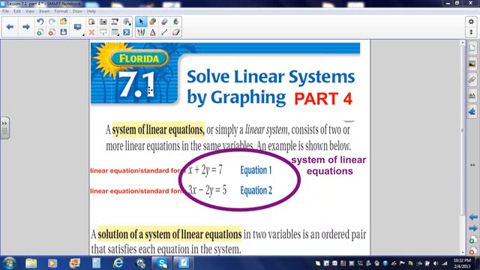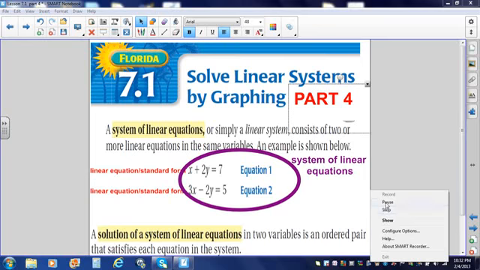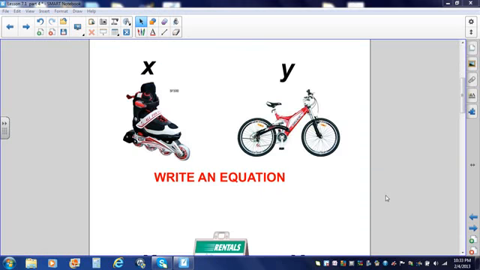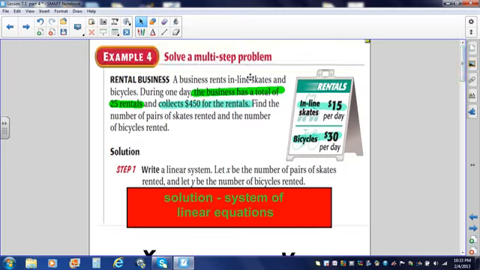Today's podcast is going to be on Lesson 7.1, Part 4. All right, be patient, we're going. Please write down, this is Lesson 7.1, Part 4, Graphing Linear Systems. We said in our previous podcasts, where the two lines intersect or touch will be your solution. In today's podcast, we're going to practice writing an equation and then solving the system. So, let's see what the question's asking us.